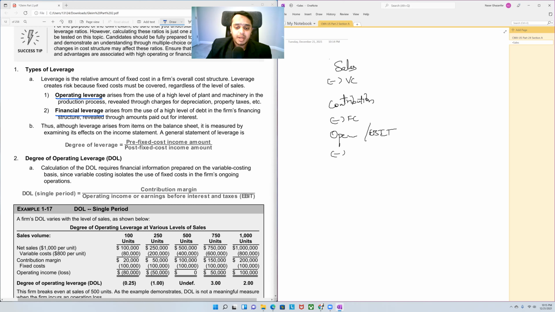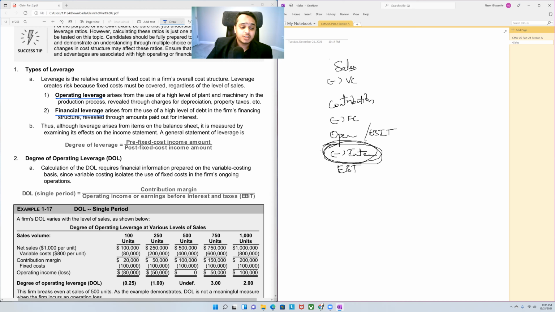Then after this, I'll subtract my interest, and I'll get earnings before tax. Now, till here, I'm going to show it to you. Your earnings before interest and tax will change depending on this particular interest. That's your financial leverage. Sorry, your financial leverage will change based on this interest amount.